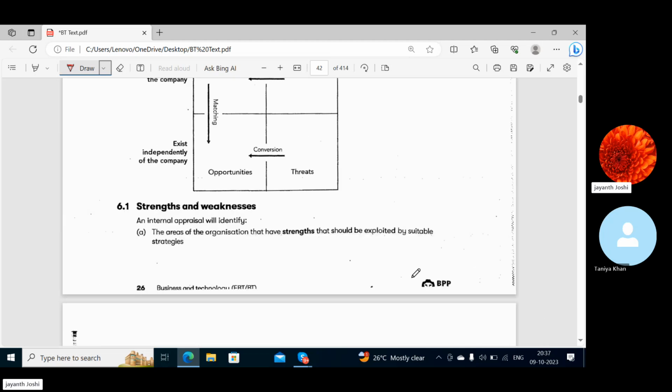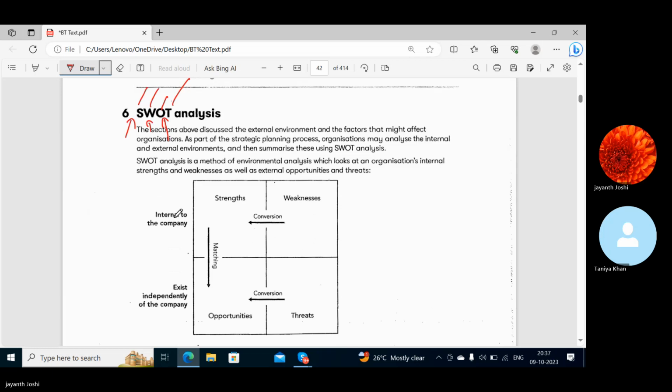So now we'll come to this. Strength, weakness, opportunity, threats. So what do you want? You want to convert your weakness to strength, right? You should match the opportunities, right? And threats also you should convert to opportunities, right?